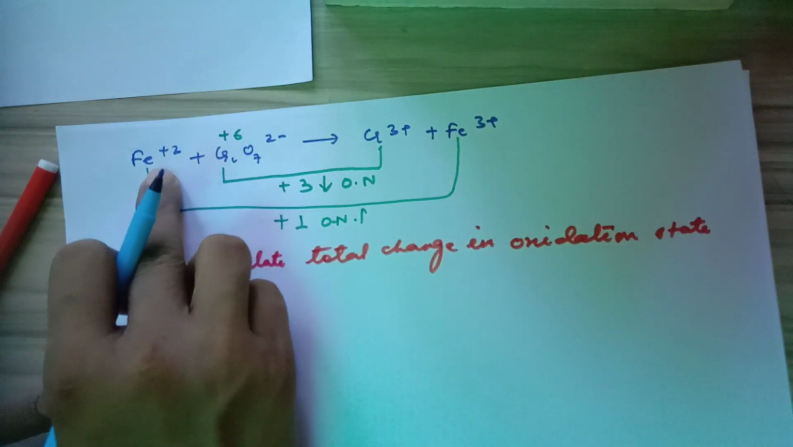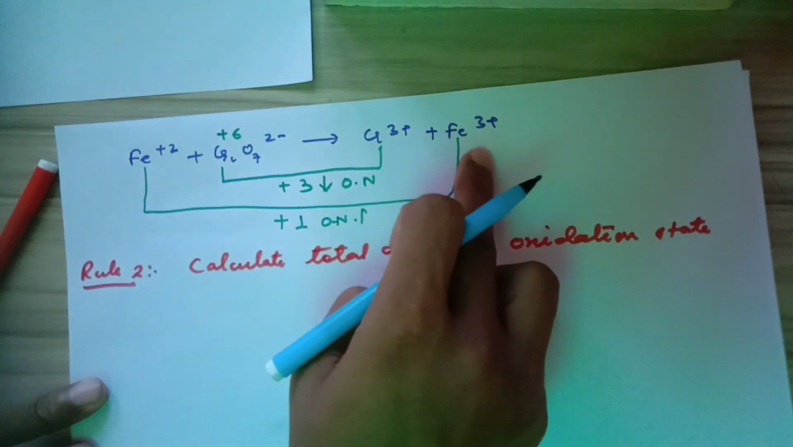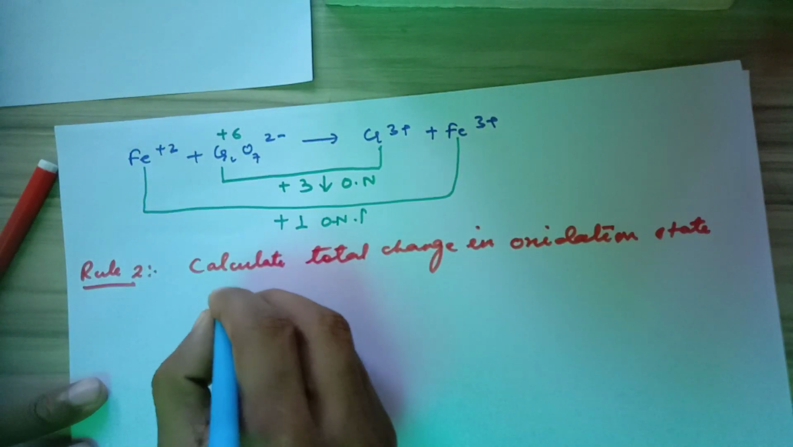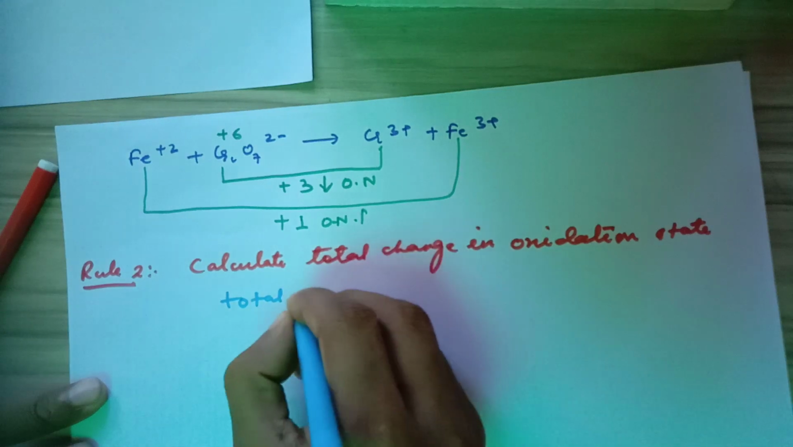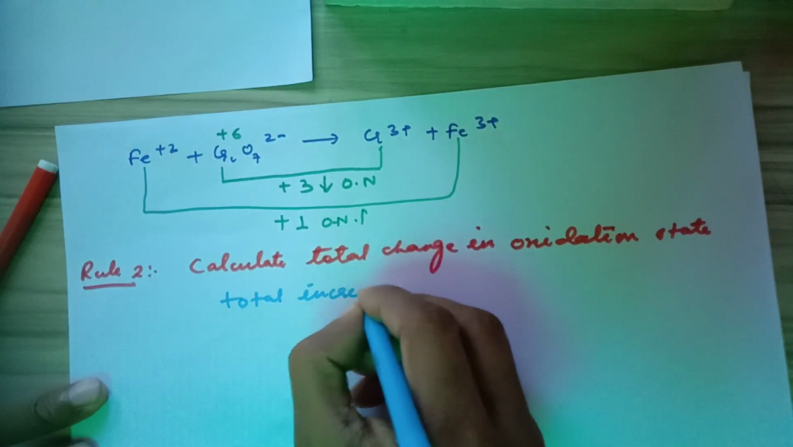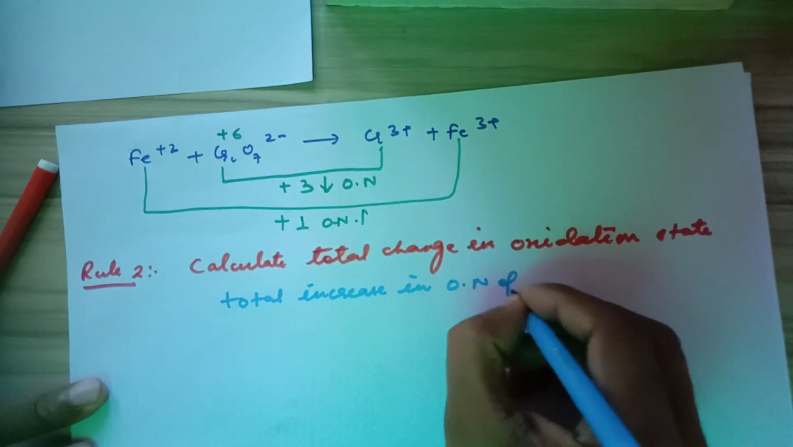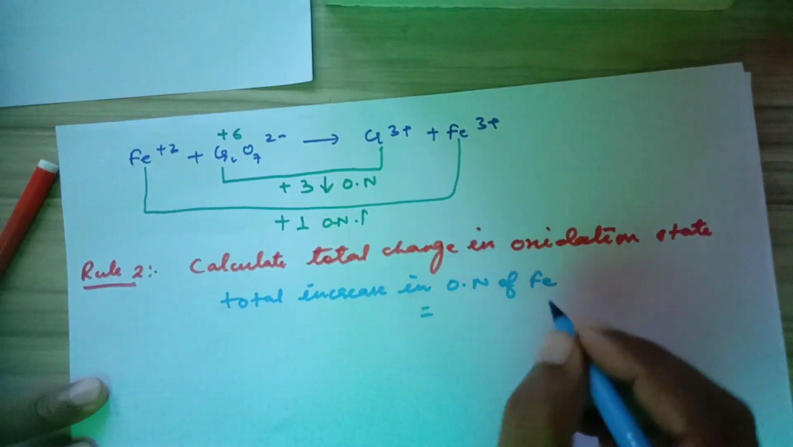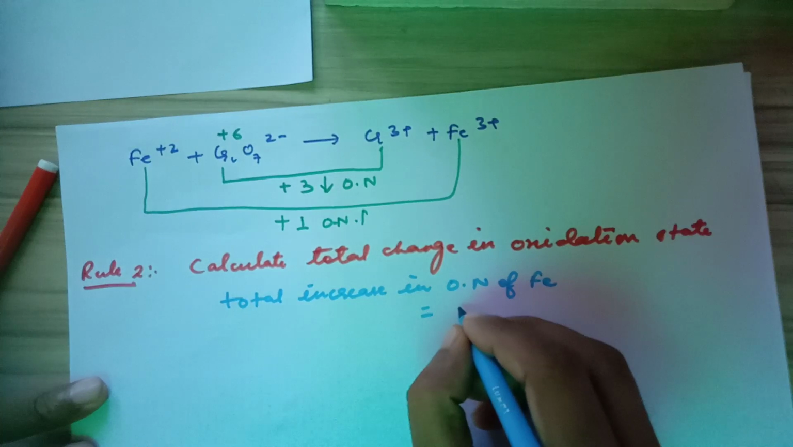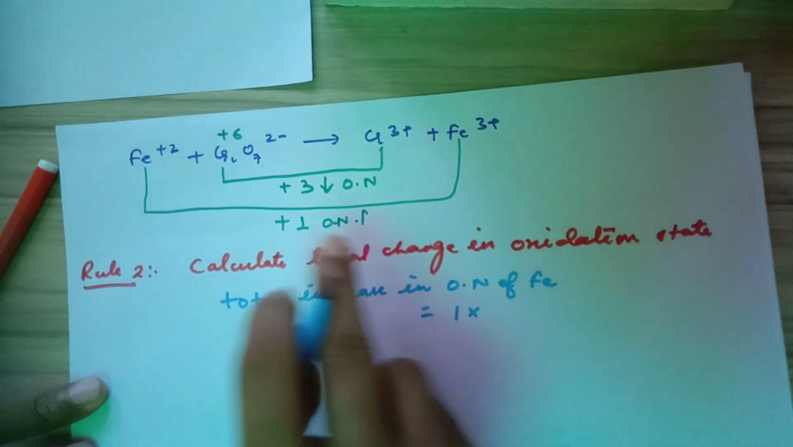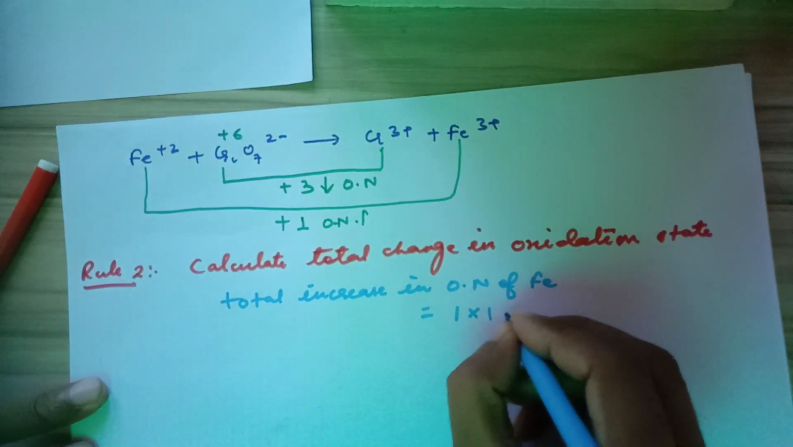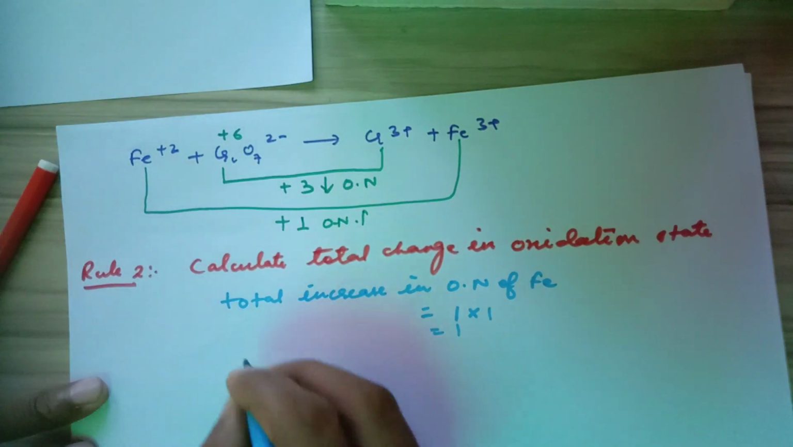Here the iron is 1 and iron is 1, so the change in so here total increase in oxidation number of iron is, since iron is 1 and it's getting increased by 1, so it will be 1 into 1 is equals to 1.